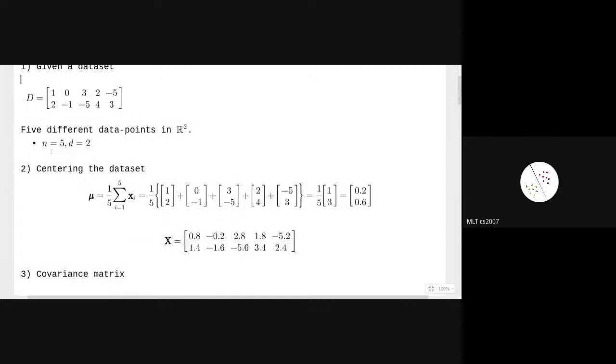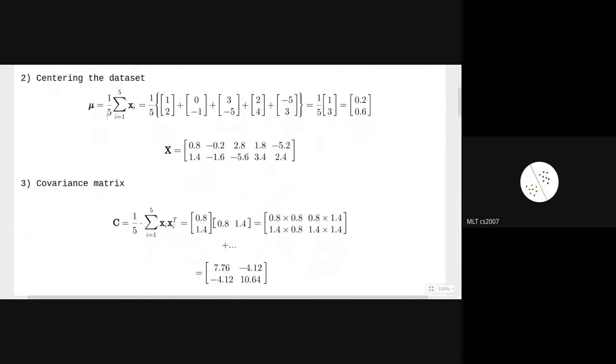We have been given a data set and we have found out what N and D are. We have centered the data set and we have found the covariance matrix of the data set. We have checked that it is symmetric and D cross D. Now we are at the stage where we have to find the eigenvectors of C.